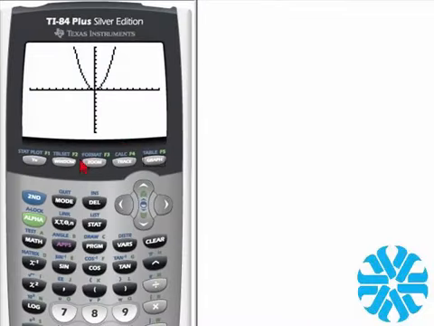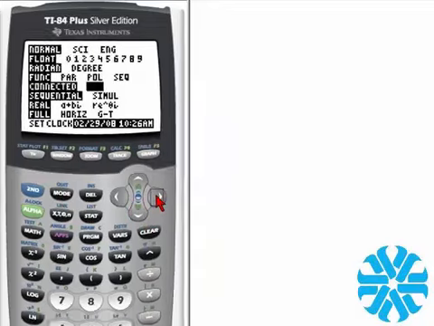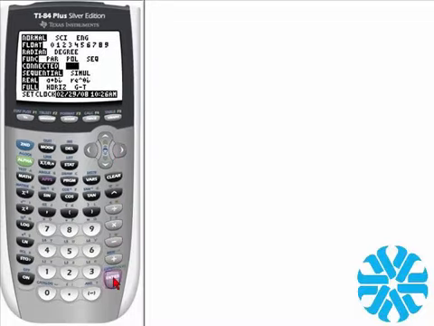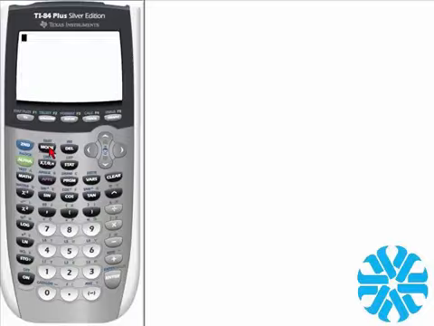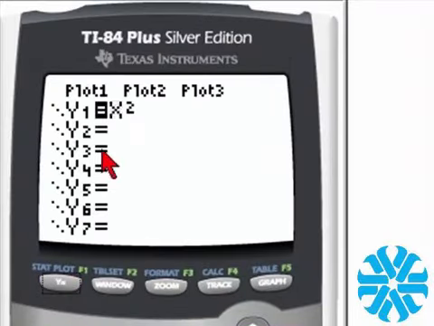Now let's see what it looks like in dot mode. So let's go back into the mode, and we will go to the dot mode. So we need to move the cursor down, move it to the right, and remember, select Enter, and let's get out of this screen. So let's hit the y equal button, and we're graphing the same function as you can see, and then we will go ahead and hit the graph button.